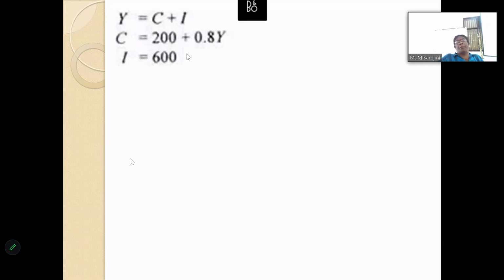And this is the example. C is equal to 200 plus 0.8Y, I is equal to 600. You are requested to calculate national income, equilibrium income.